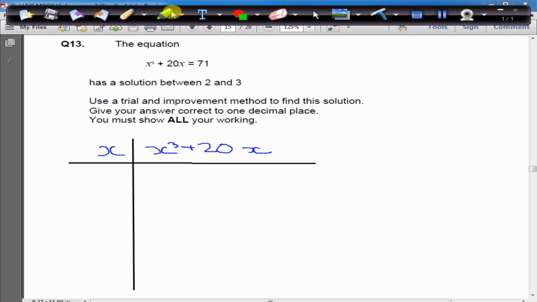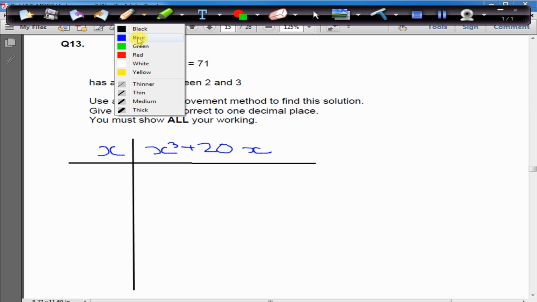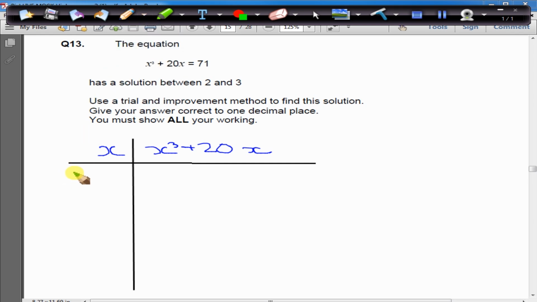Right, let's go back to this. Now we're going to try the values they gave us first. So they gave us which values first of all? 2 and 3. So if you do 2 cubed in our calculators plus 20 times by 2, what will that give us as an answer? So 2 cubed will give us 8. 20 times by 2 is 40. 40 and 8 is 48. So this one here is too small.